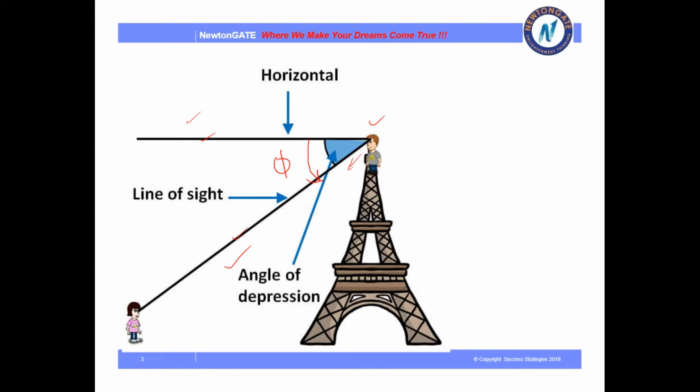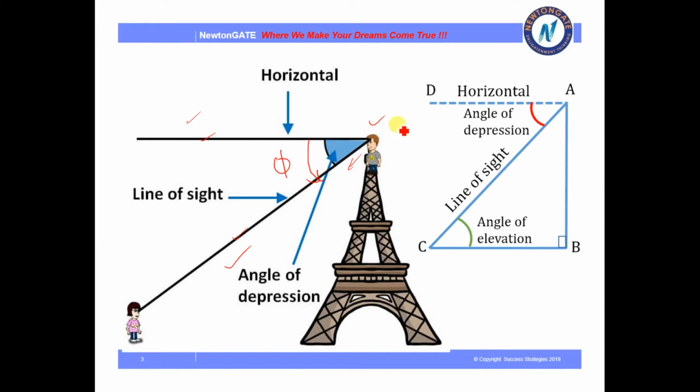Let's see in terms of maths what we can see. So in terms of maths, see ABC is a triangle and the angle between AC and CB gives us angle of elevation. CB is the horizontal line and AC is the line of sight. So when C has to look up to A, it gives us angle of elevation, and when A has to look down at C, it gives us angle of depression. So in terms of maths, this is the diagram we draw, and in real life, this is what we see.